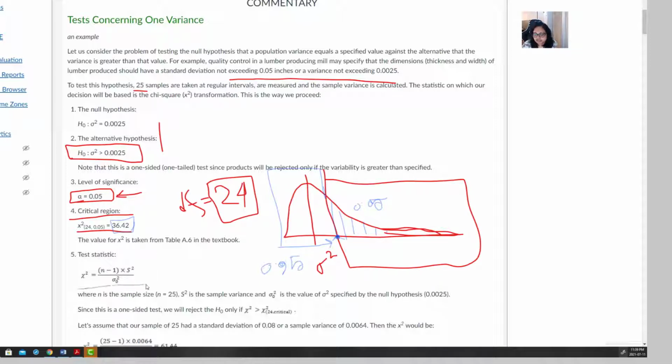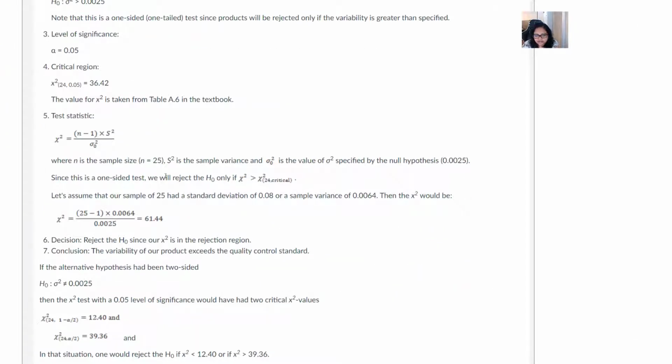So the test statistic is simple. All you need to do is use the sample size minus 1, multiplied by the variance in your sample, divided by the variance in your null hypothesis. If you put them in, then you can find the test statistic value. The test statistic value is given here. The standard deviation we know, but we need the variance, so we square it. Then we found that the chi-square test statistic value is 61.44.